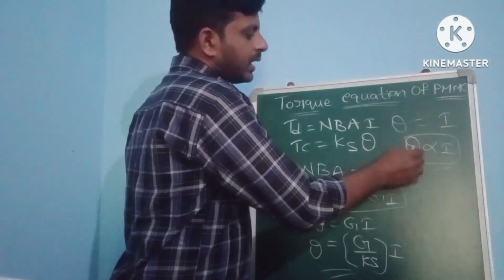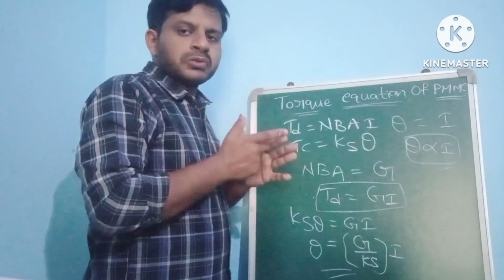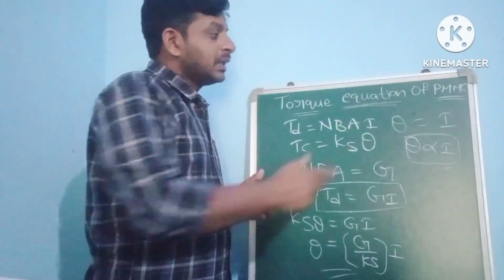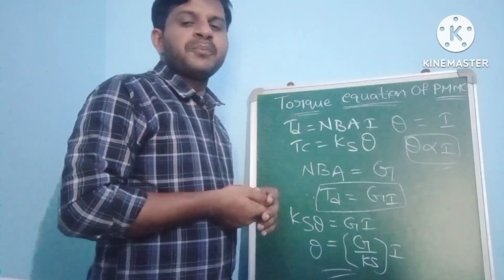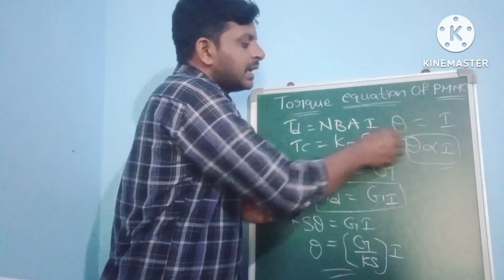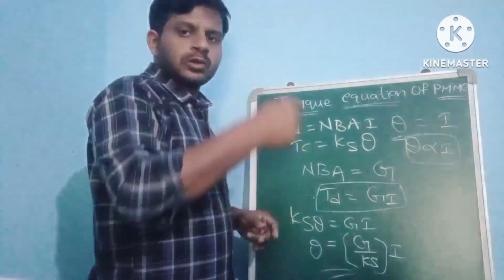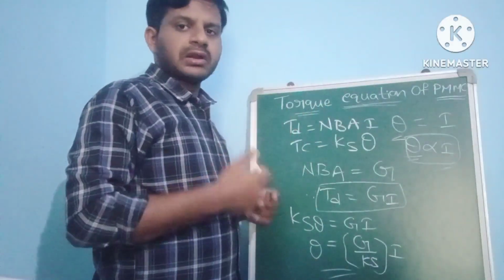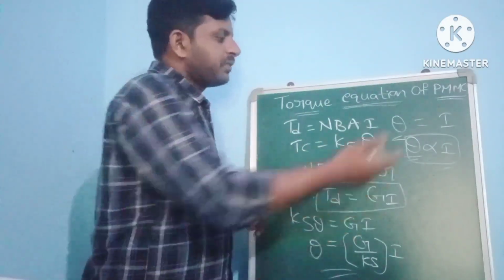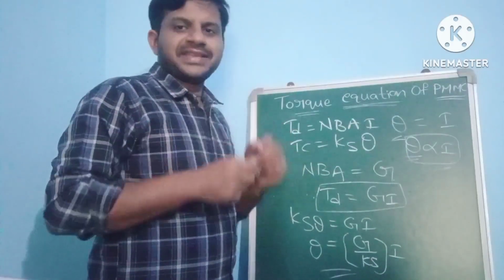So according to this equation, the amount of current flowing through the coil determines the amount of angle the pointer changes, given as theta. If the current through the coil increases, the angle of deflection of the pointer also changes proportionally. So from this equation, the scale is uniform in PMMC instruments.